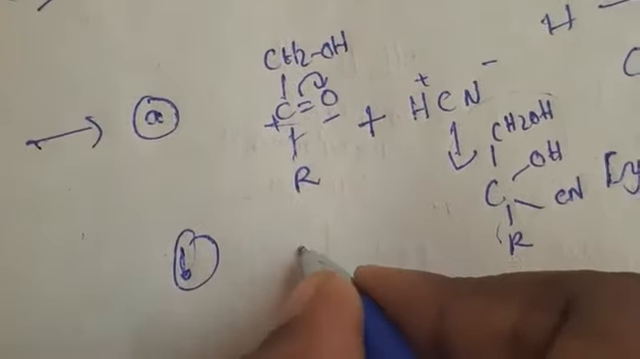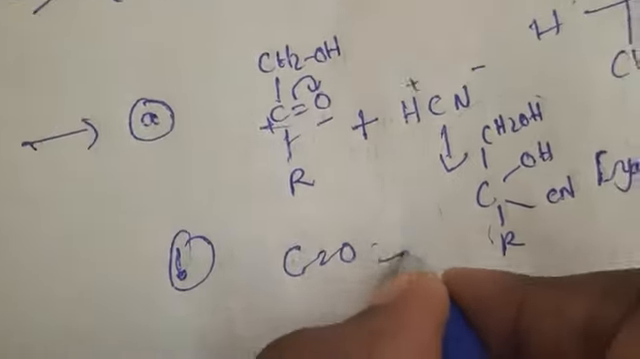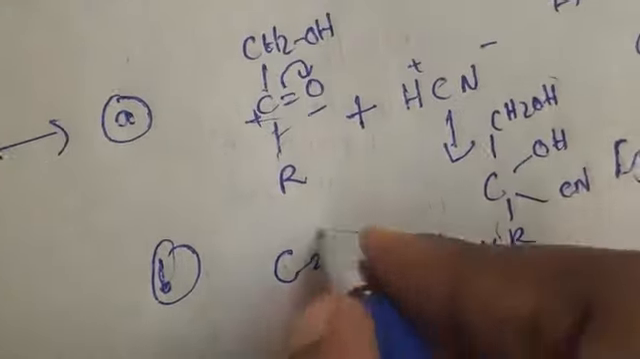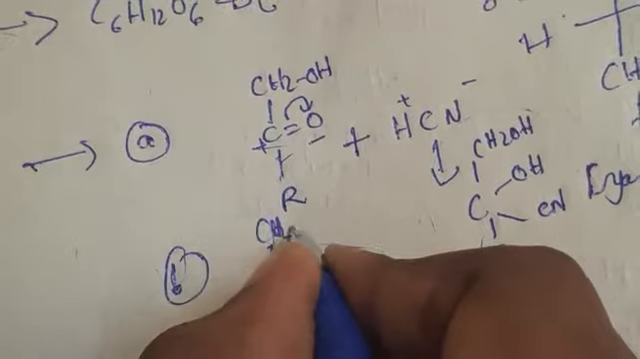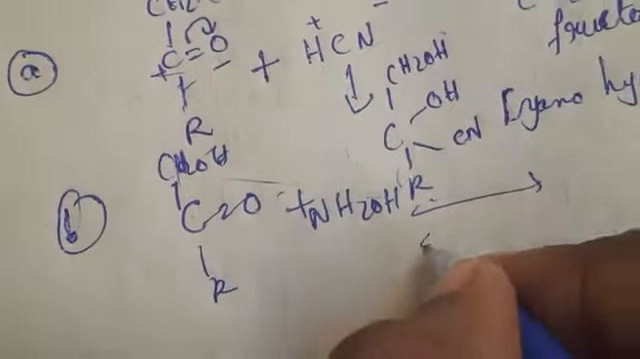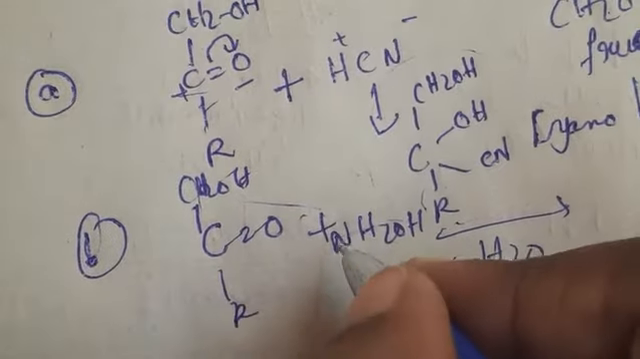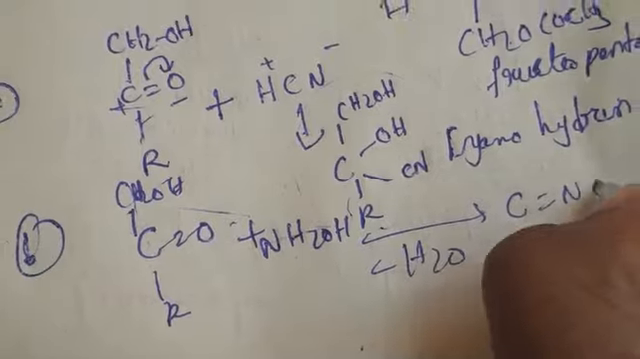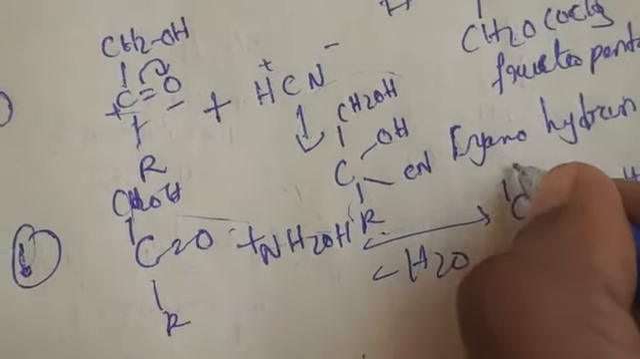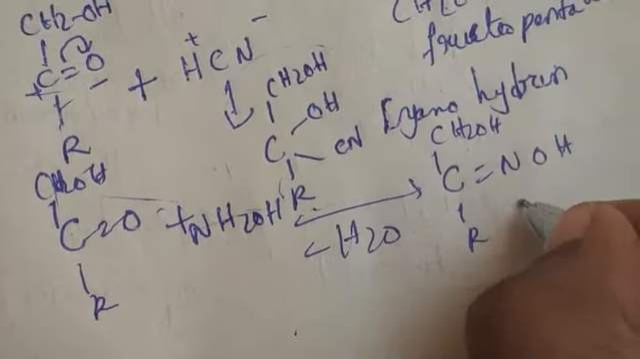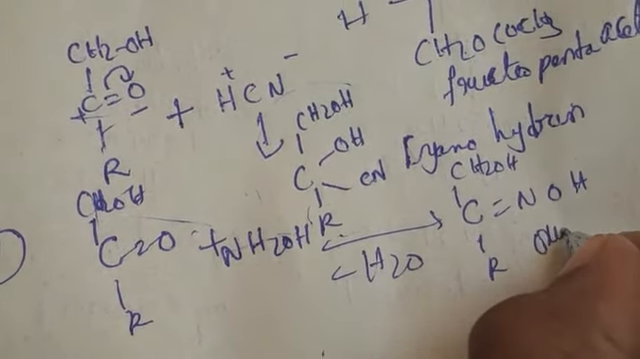Next, we treat the C double bond O with NH2OH, with CH2OH and R. What happens here is loss of a water molecule, the H2 and this O. So what you get is an oxime, C double bond NOH, with CH2OH and R. So this is the oxime.